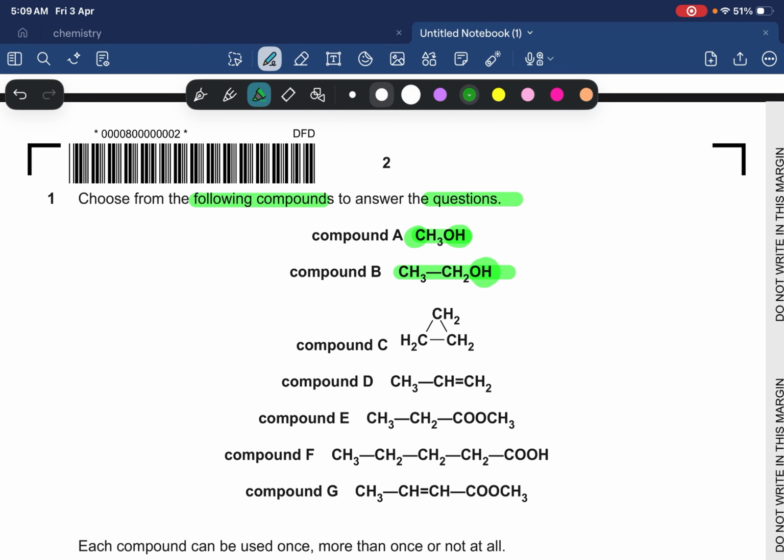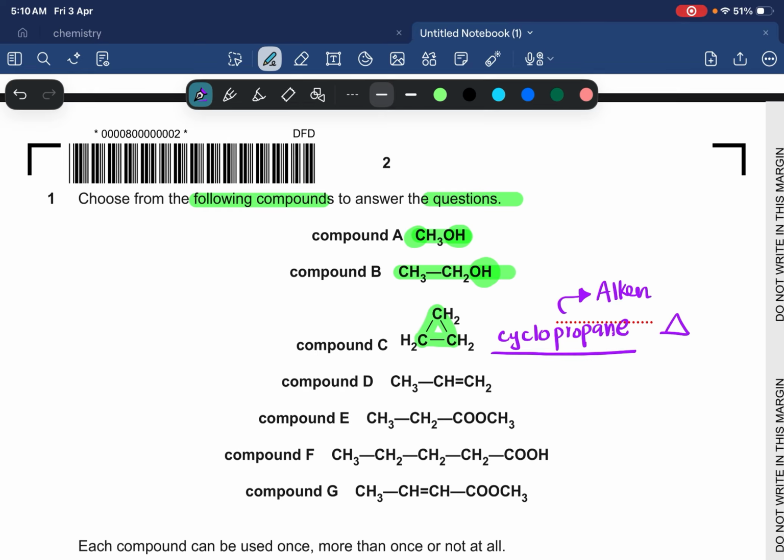The third compound, compound C, seems like a cyclic compound and it is cyclopropane. Propane because three carbons, and cyclo because it's in the form of a cycle. And you know that cyclopropane is going to have a similar general formula to your alkenes. Alkenes and cycloalkanes have a similar general formula: CnH2n for alkenes as well as for your cyclopropane.